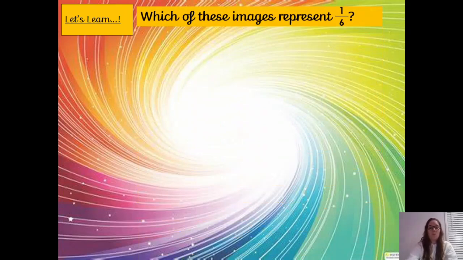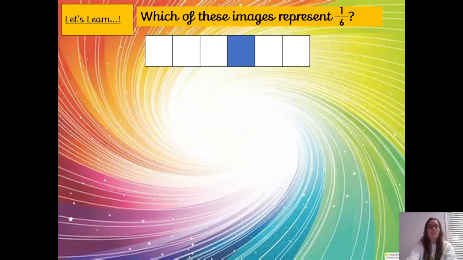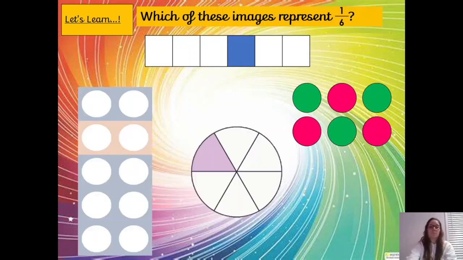Okay, so which of these images represent 1/6? So thinking back again, our denominator tells us the number of pieces the whole has been divided into, and the numerator shows us how many equal pieces we have. Okay, so have a look. Pause the video here, have a discussion, or have a look, and if you're at home, see if you can circle and identify which of these images represent 1/6.